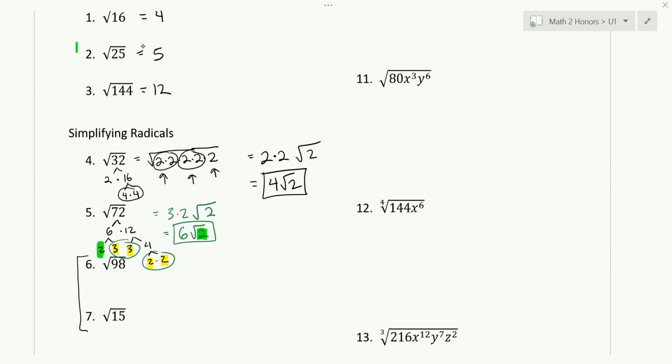Okay, so square root of 98, how do you guys split that up? 49 and 2. And you start to see, hey, 49 is a perfect square. I could take the square root of that because I'm going to get 7 and 7. That one's going to be stuck underneath the square root. Answer is going to be 7 square root of 2.